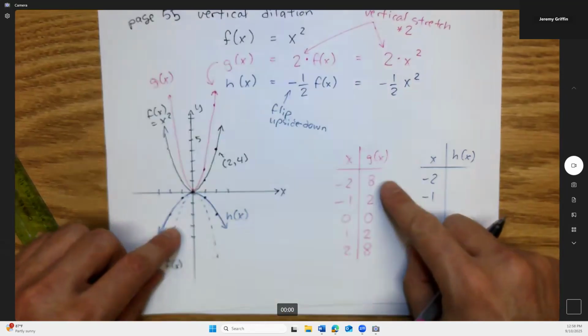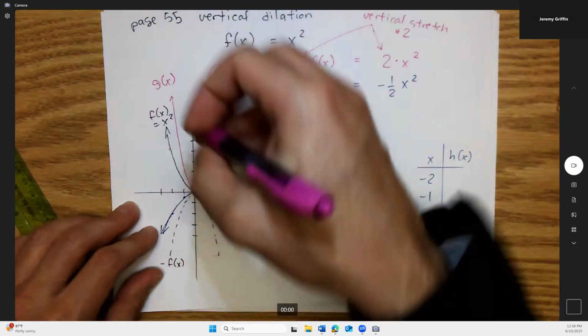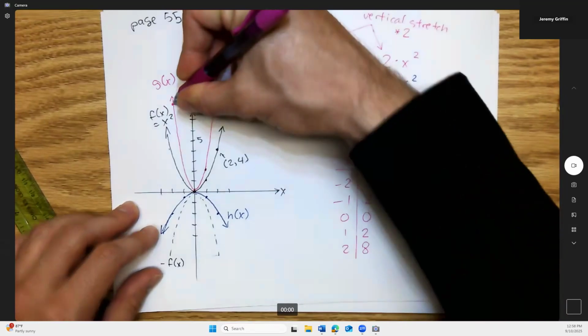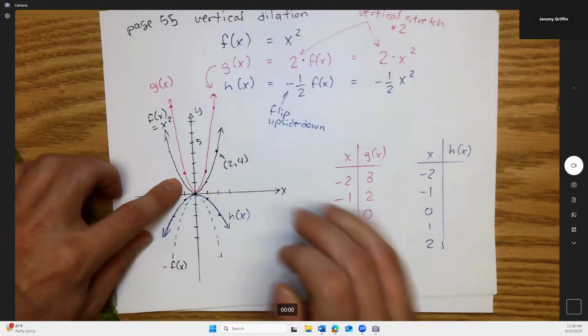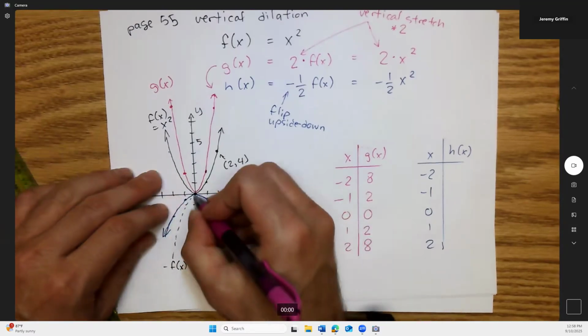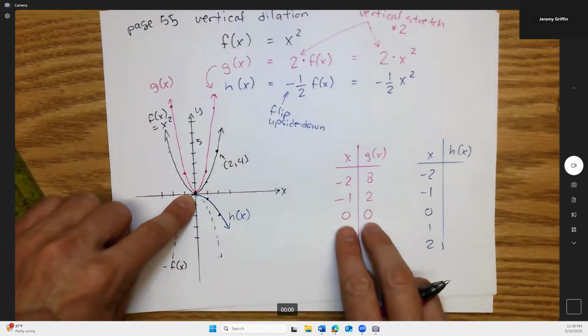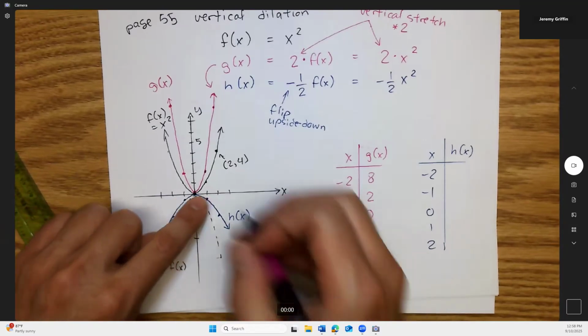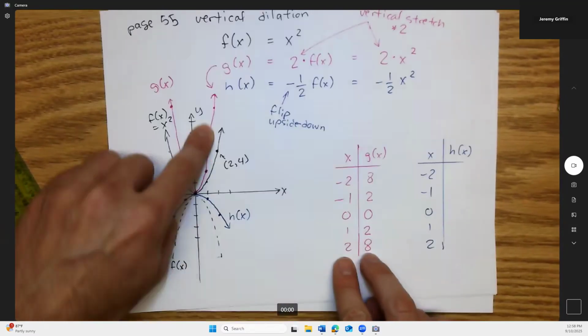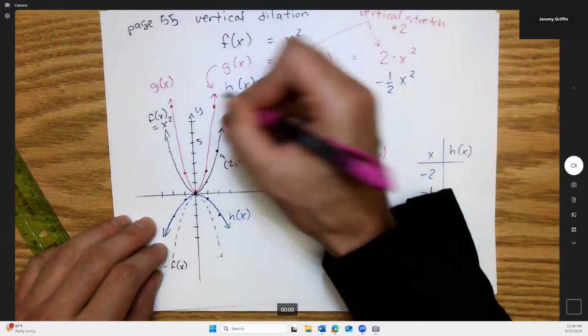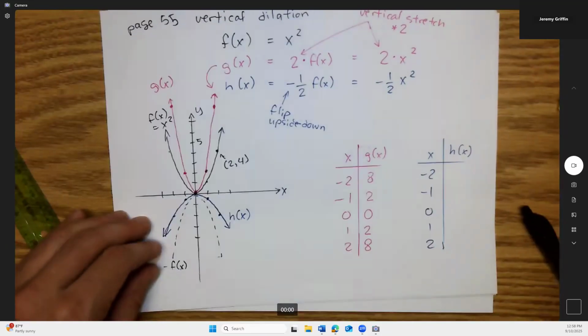So these points are -2, 8, that's right here. Oh yeah. -1, 2, right there. Oh yeah. 0, 0, around the origin, the vertex. 1, 2, right there. And 2, comma 8, oh yeah, right where I thought it was going to be. Okay, how about h of x?